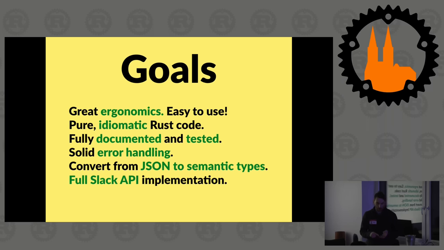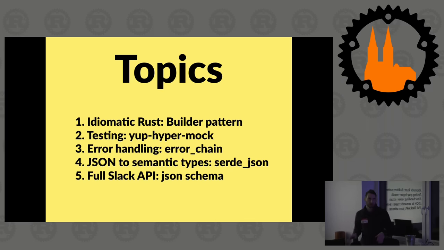It should have solid error handling, not throw some generic error. It should convert from JSON to semantic types, so real Rust types, not some generic JSON type. And it should implement the full Slack API, so all the methods. All of those goals bring me to the topics of this talk. I will keep it short. I could talk about all of those points and 100 more for hours, but I don't want to. So I will just stick to five things that I want to talk about.